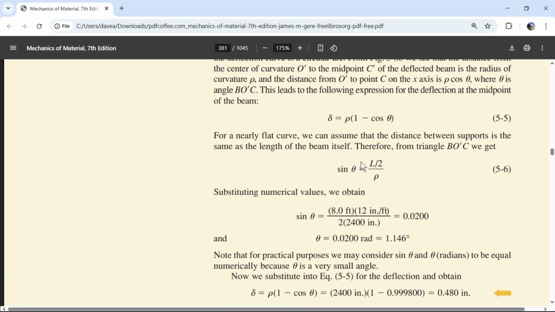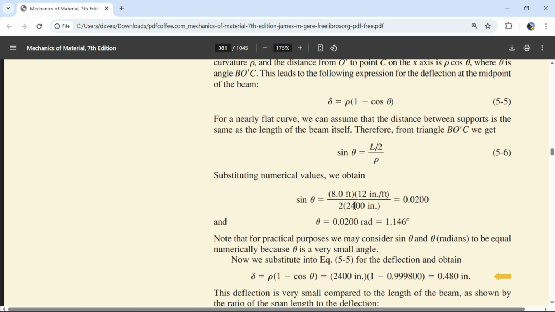So let's see where they get theta. Theta is the length divided by 2 divided by the radius. So yeah, they have it totally spelled out right here. And it's just fascinating that they're going to take the inverse sine of this. But now they just say, for practical purposes, we may consider sine theta is equal to theta in radians.